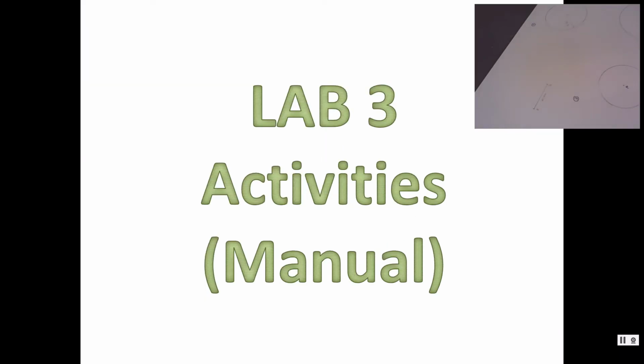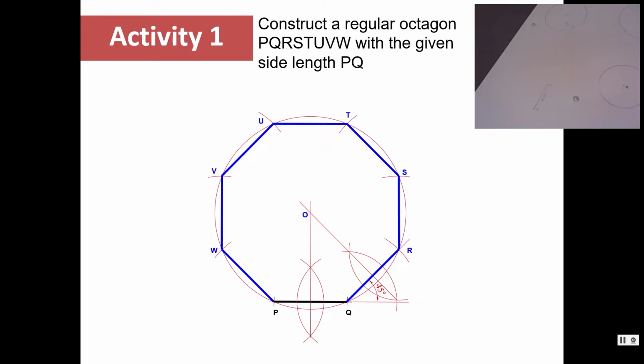So we are going to do lab 3 activities here for manual drawing. We are still going to continue with the geometric construction, and we're going to start with activity 1. In this activity 1, we're just going to construct an octagon PQRSTUVW with a given side length of PQ.